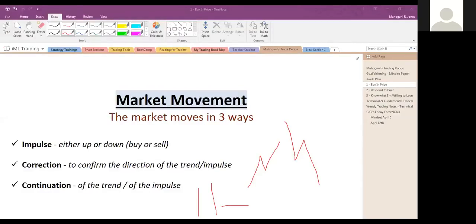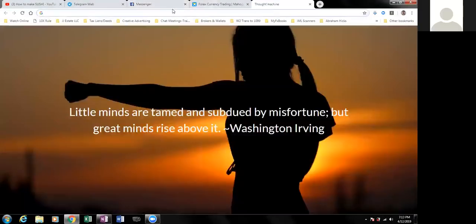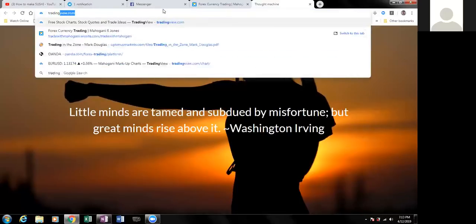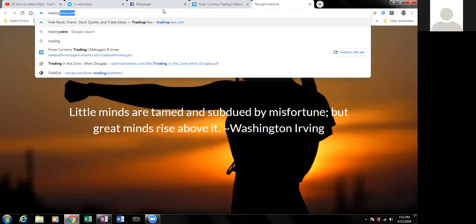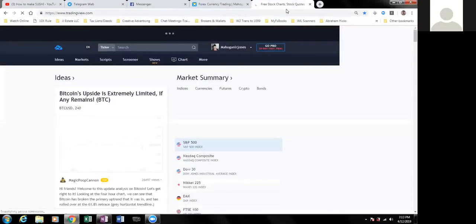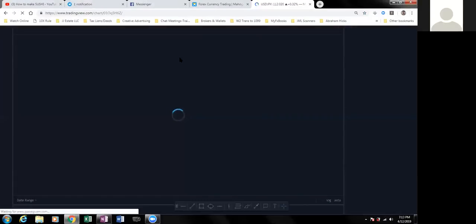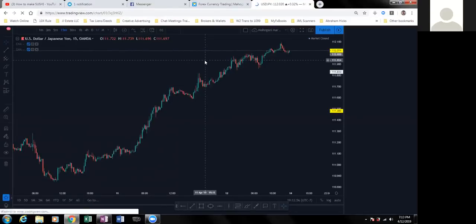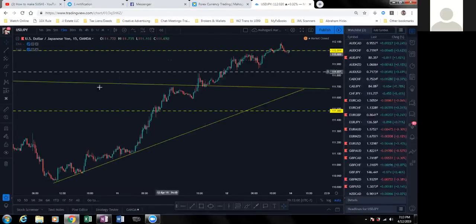Let me see. I'm going to do a new share, and I am going to share my screen. I thought I had this open for you guys, but I don't. TradingView. This is the place that I use to mark up charts. If you use anything else like MT4, that is okay. I started off using MT4, but I graduated over to TradingView because TradingView is so much better.